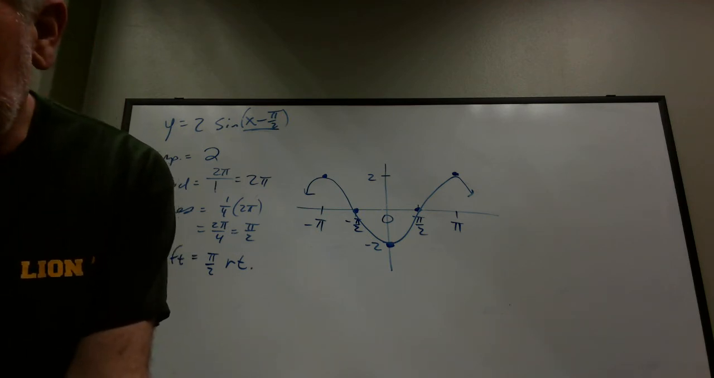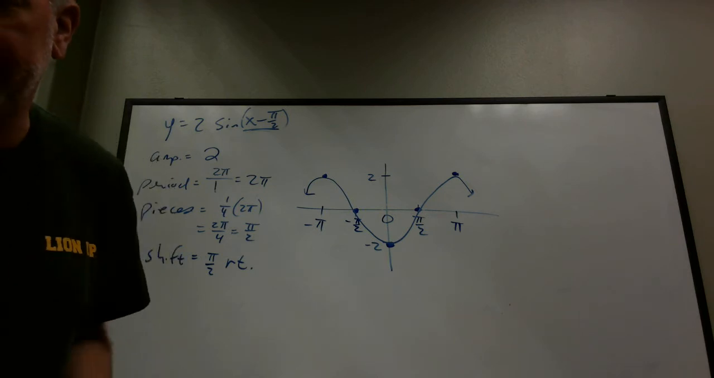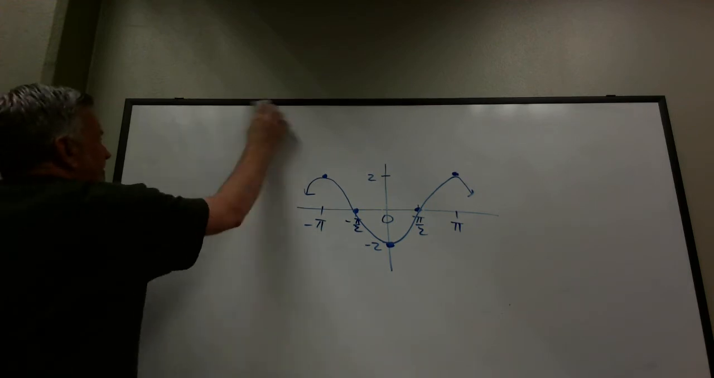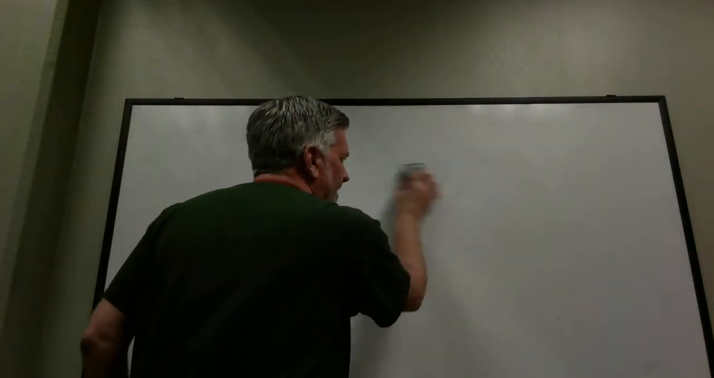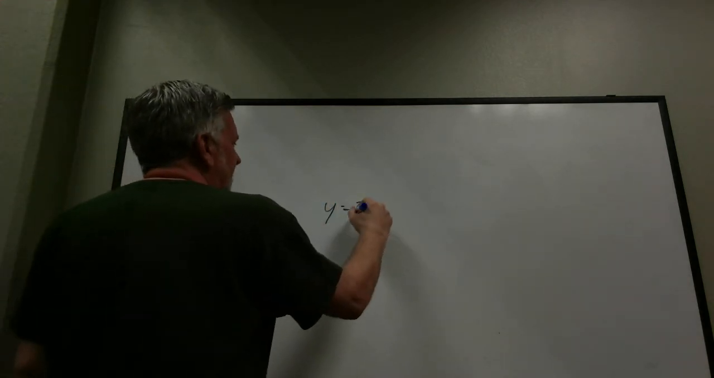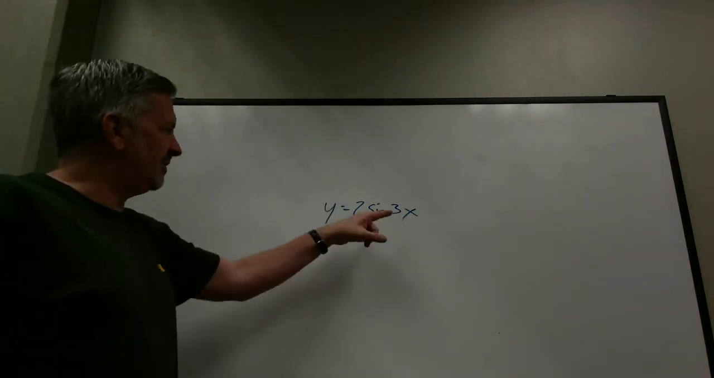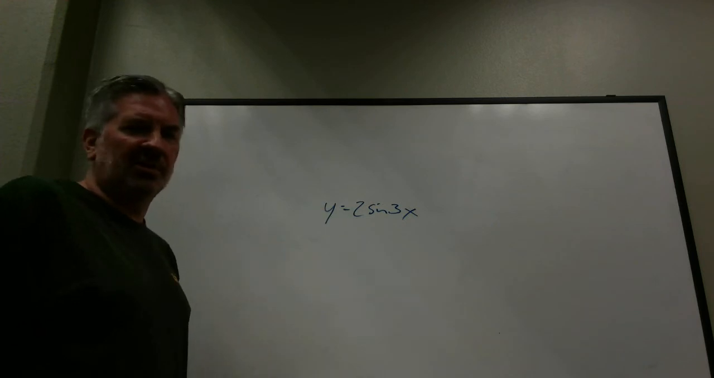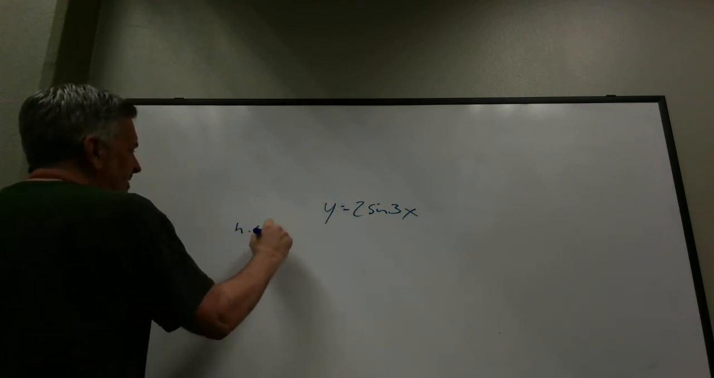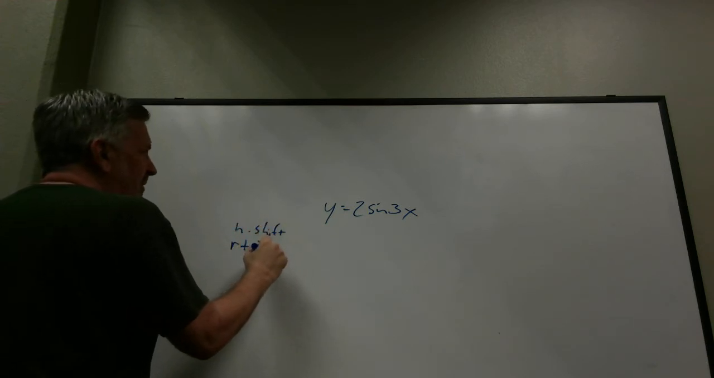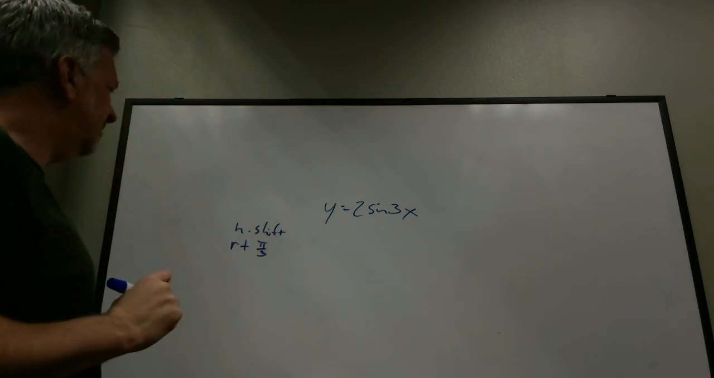Now, before we do the next example, let me go back to our substitution example. So this isn't the next example yet. What if I had y is 2 sine 3x, say? Right, we know how to do this. There's an amplitude change and there's a period change, but there's no horizontal shift. What if I wanted to shift this, say, to the right pi over 3?